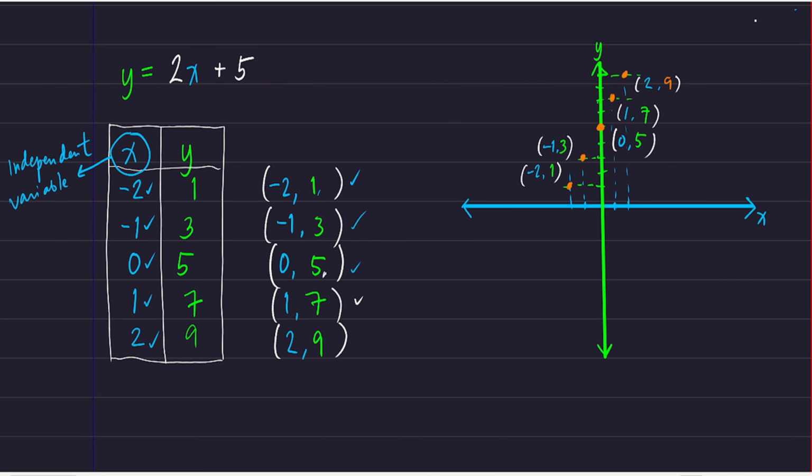After plotting these points, makakabuo ka ngayon ng isang straight line. So, mapapansin nyo. Ayan. And what you can do here is to extend the line pababa and then pataas. And that is how you graph the line y equals 2x plus 5.